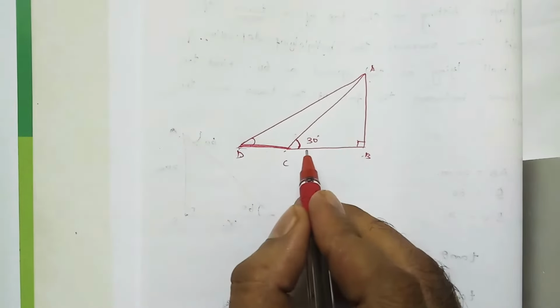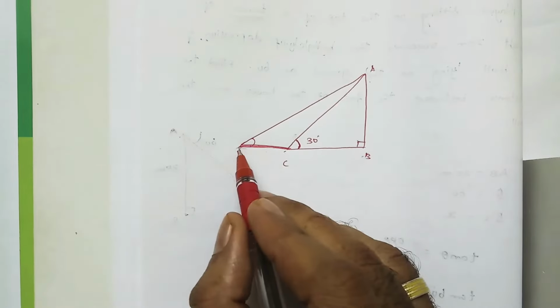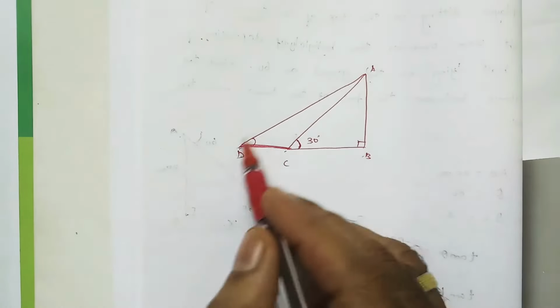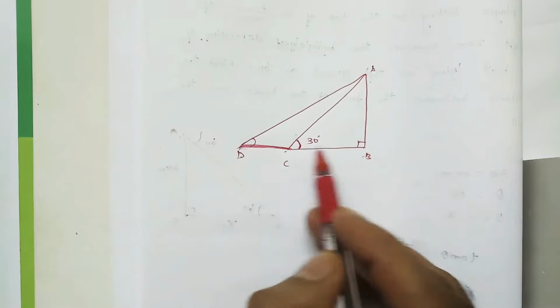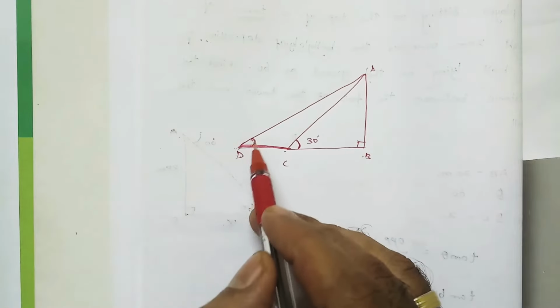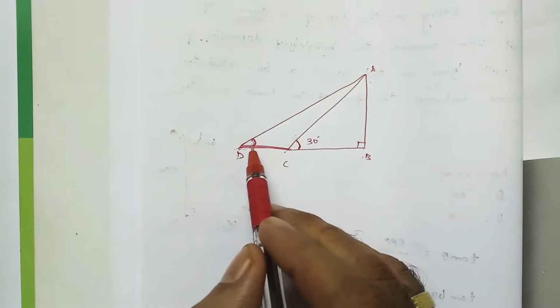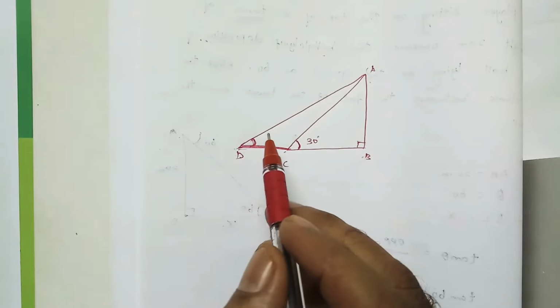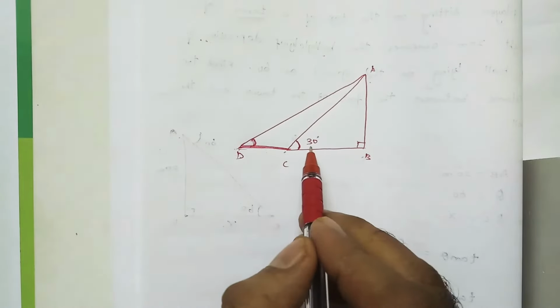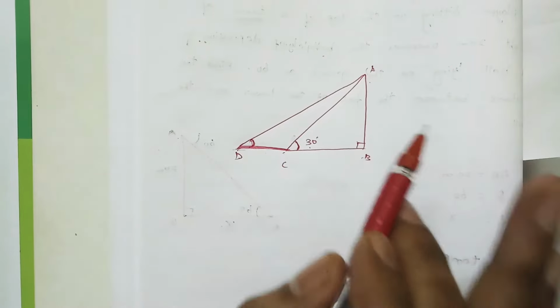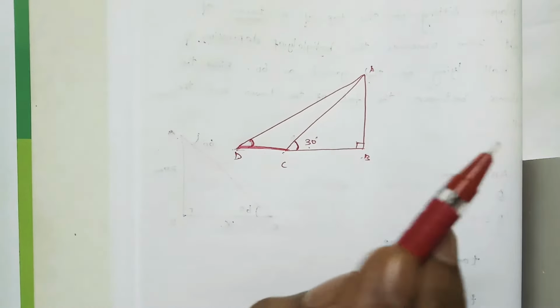Angle C is 30 degrees, right? Angle D, I have drawn one more line of sight, and this is the horizontal line. We got another acute angle. Whether this acute angle is less than 30 or greater than 30. See, very easy one. Just this alone you have to keep in your mind.